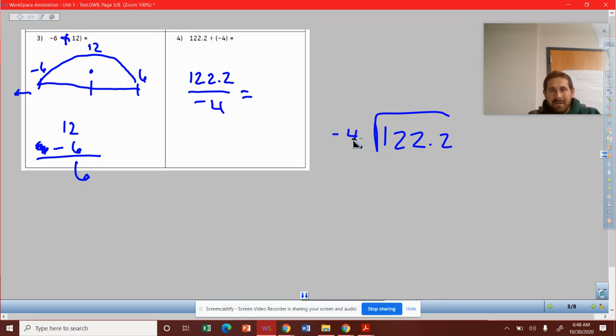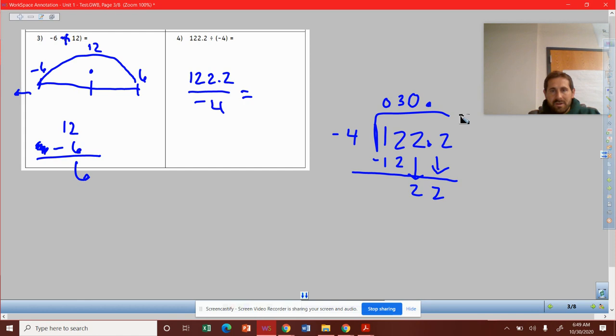Okay, so how many 4s go into 1? 0. How many 4s go into 12? 3. 4 times 3 is 12. So we minus that. We bring a 2 down. How many 4s go into 2? 0. I'm bringing up my decimal. I'm bringing down my 2.